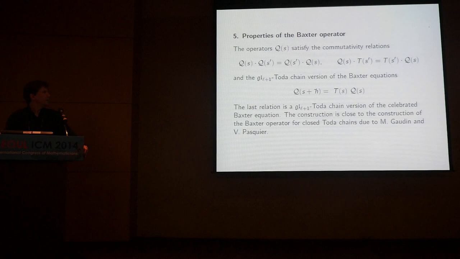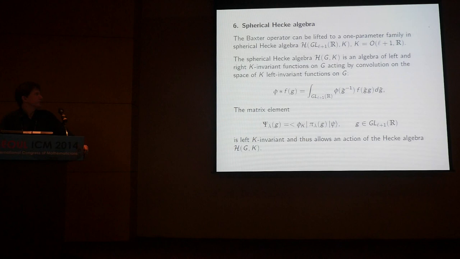But what is the meaning of this integral operator that appears? We know that the differential operators which provide the explicit realization of quantum Hamiltonians come from the center of the universal enveloping algebra of the Lie algebra corresponding to the general linear group. So it is natural to expect that in this case we also have some interpretation in terms of group theory. Indeed, it can be done in terms of the spherical Hecke algebra.